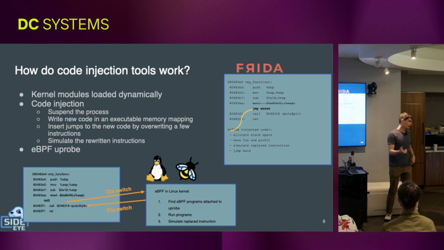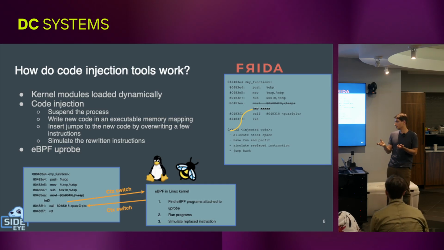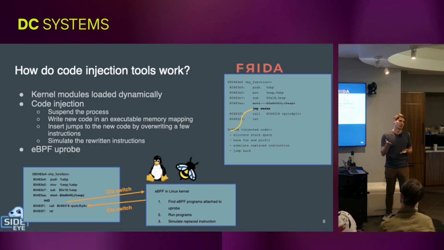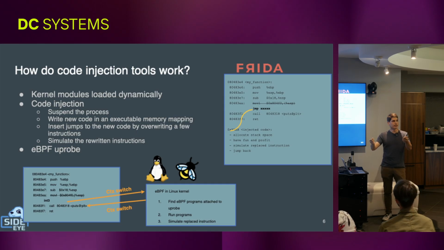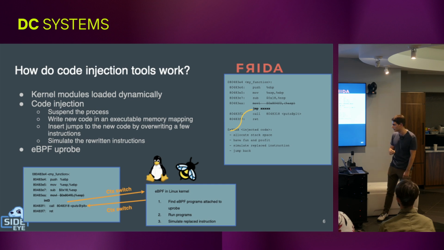And then yet another option that you have for code injection, a more modern option, is eBPF uprobe. So I'm going to talk about eBPF in the next slide, but for now, just know that eBPF uprobes are a way to ask the kernel to run a program that you specify, so an arbitrary program, whenever execution reaches a particular address in user space, in a user space binary or maybe a shared library, right?